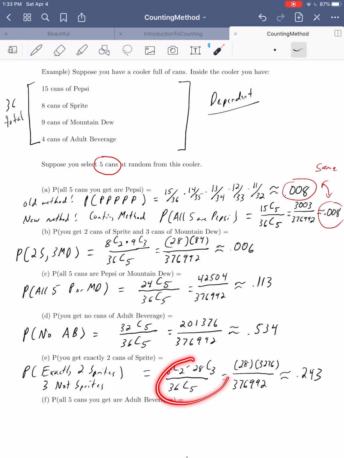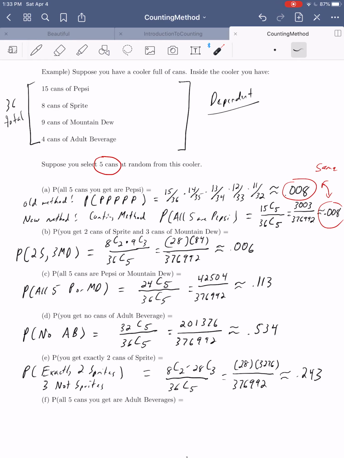Now, this one is sort of an important one to note because what you got to realize here is that while the probability was about 2 cans of Sprite, we still need to count what all 5 cans will look like. So that meant counting the 2 cans of Sprite and the 3 cans that must be other things, either Pepsi, Mountain Dew, or adult beverages.